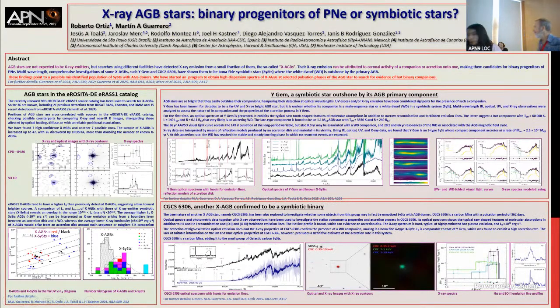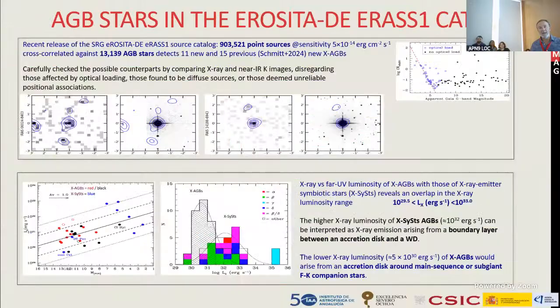Okay, so you have 2 minutes. Okay, try to be fast. So this is a work basically that Roberto Ortiz and I have been doing for a long time, working on X-ray emission from AGBs. And now we decided that we need help. And so there are more people like Jesus, Jaroslav, Rudy, Joel, Diego Alejandro, and also Janis helping us with this task. So I'm summarizing here 3 different papers that we have published.